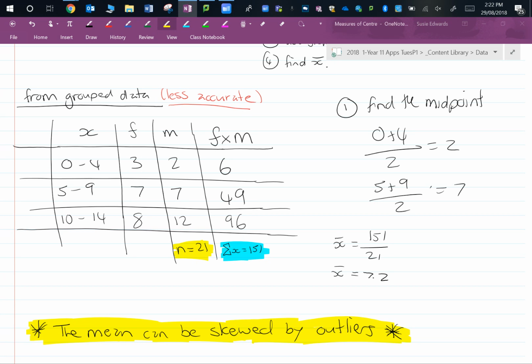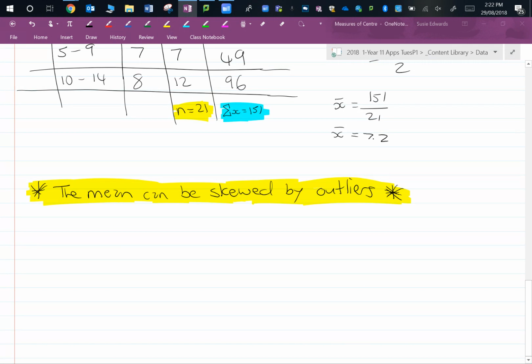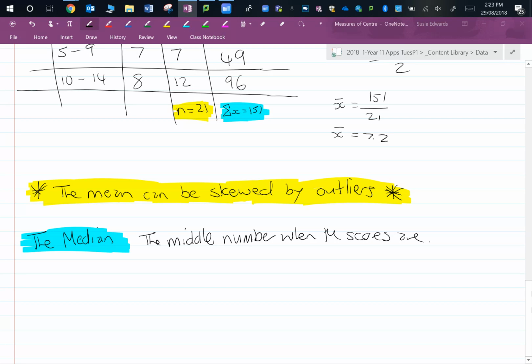All right, last one, not going to take very long. And we've got a couple of examples to do, which are a bit harder. Everyone okay there? All right, median, what's the median? The middle number when the scores are in order. Okay, so the median is the middle number when the scores are in order. They must be in order, okay?